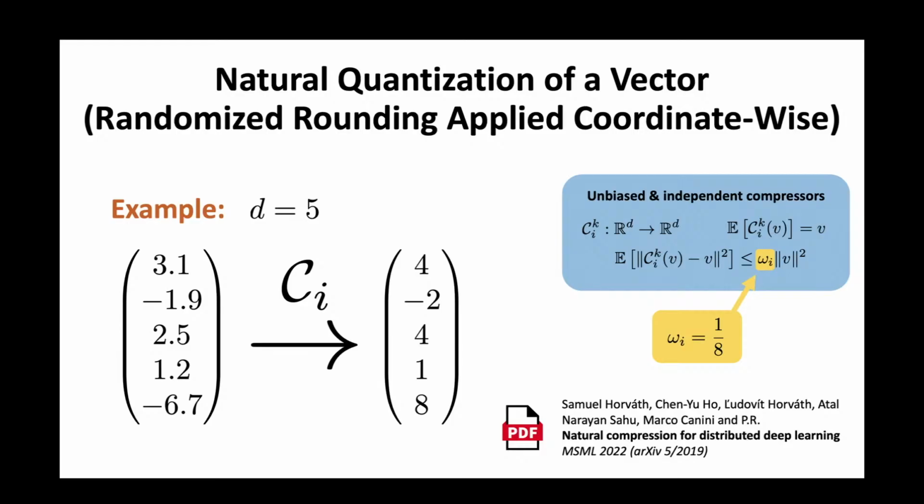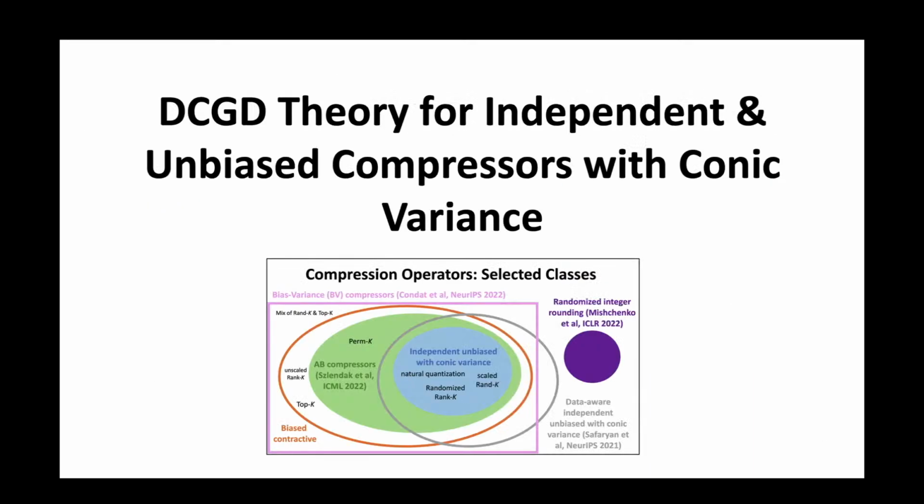OK, so here is natural quantization applied to a vector. You apply it to every entry individually, right? Let's say that these are the powers of 2. And one can show that this belongs to this class of unbiased independent compressors. And this omega_i is very small, it's just 1/8. OK. All right.